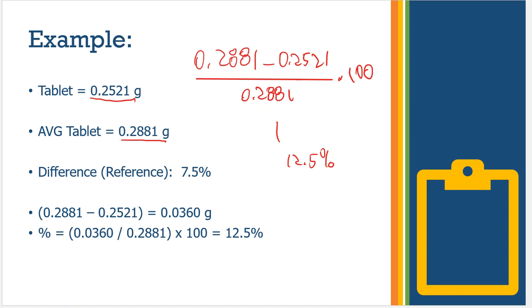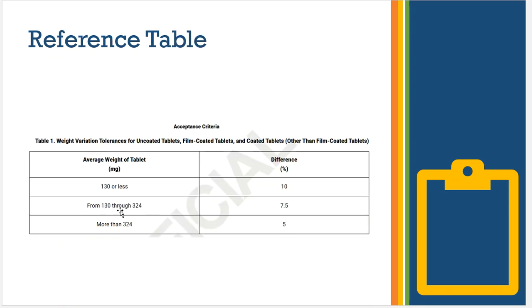Well, we've got to know the reference table. It looks like our tablet mass is about 0.25 grams. That's also 250-ish milligrams, right? Don't believe me, multiply by 1,000. That'll convert it to milligrams. So if I go to the table, 250 milligrams will be right in here, from 130 to 324. This is the area that we're working in based on our tablet mass.